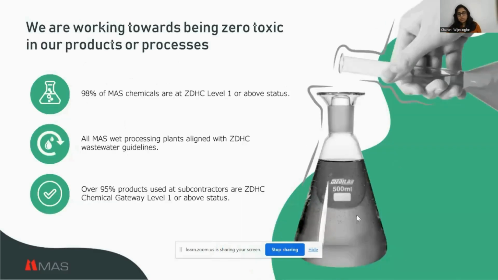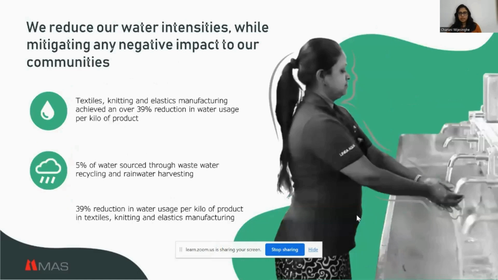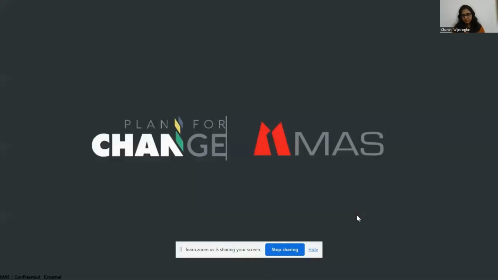We are also working towards being zero toxic in our products and processes. MAS has partnered with ZDHC and we have achieved level 1 status. And also we are taking actions for reducing our water consumption and also the negative impacts on our communities related to water usage. So these are the things that I wanted to share with you, what we have committed to, for contributing to and supporting the achievement of the UN Sustainable Development Goals, and also for wildlife conservation.